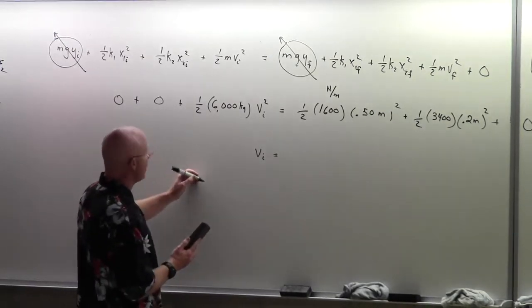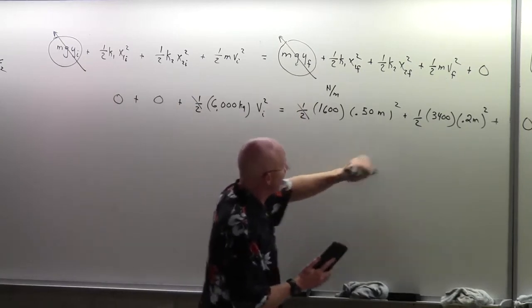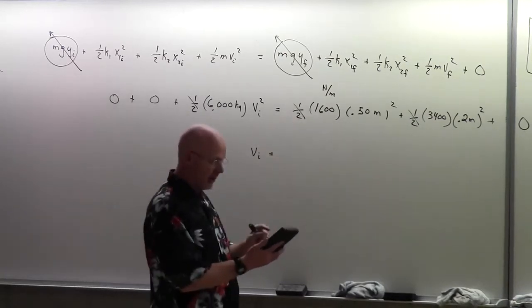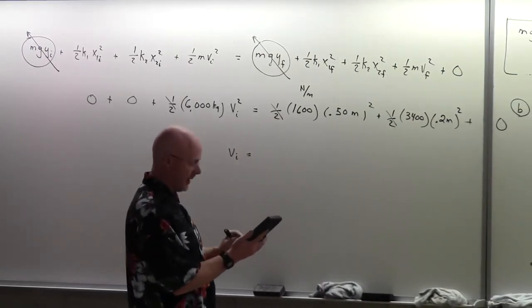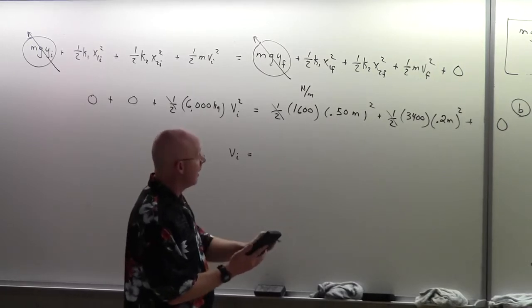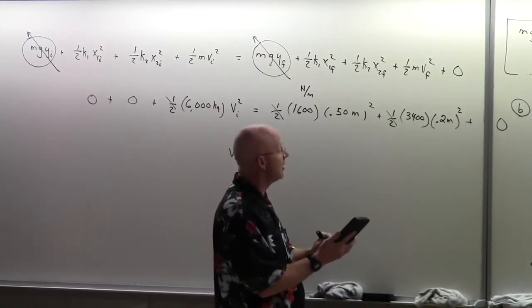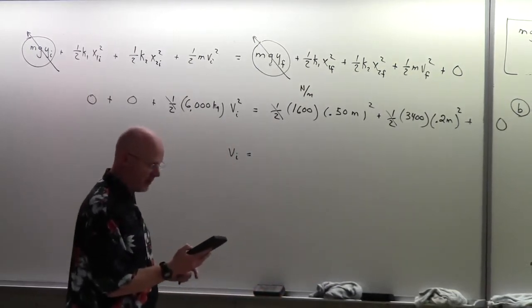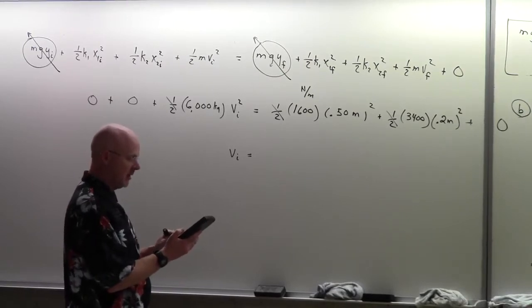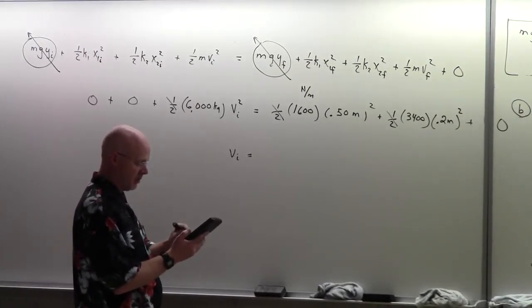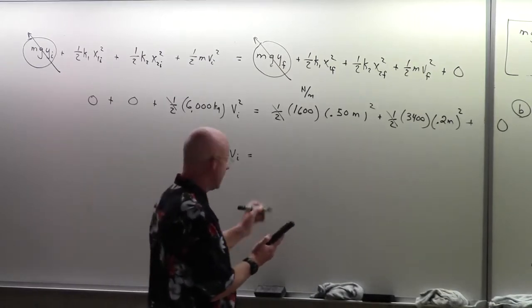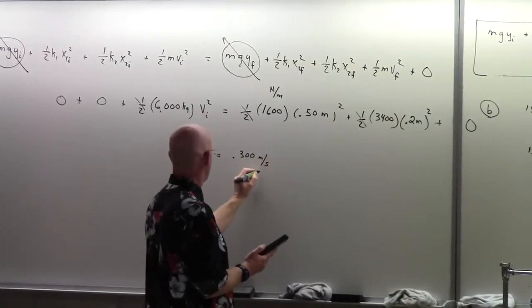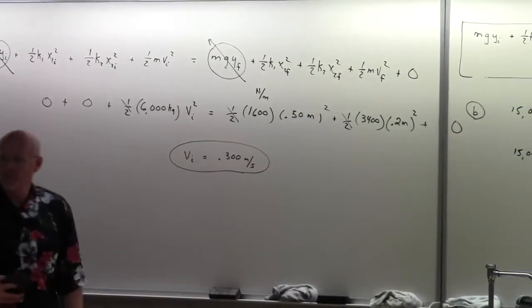In fact, before I even begin to solve it, I might multiply everything by 2, so I don't even have to worry about halves. And so here I get 1600 times 0.5 squared. I'll add to that 3400 times 0.2 squared. Once I get that number, I will then divide it by 6,000. And once I get that number, I will then take its square root. And so 0.3 is the speed.